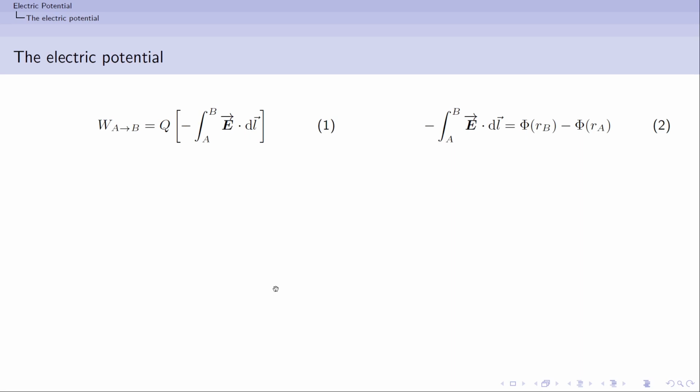So I'll be requiring these two equations. So W, work done in moving a charge from A to B, is this q times this line integral, and the value of this line integral, we have seen, can be written as the potential at point B minus the potential at point A. So if we use equation number 2 in equation number 1, all we need to do is substitute this quantity on the right hand side over here, put it inside the brackets, and so we have work done in moving a charge from A to B is equal to q into phi at RB minus phi at RA.